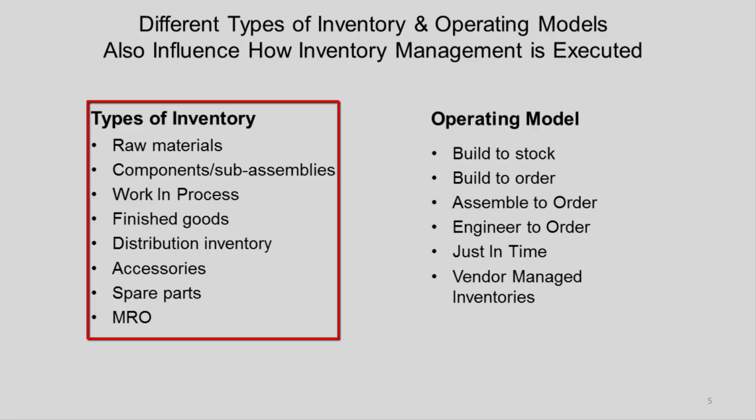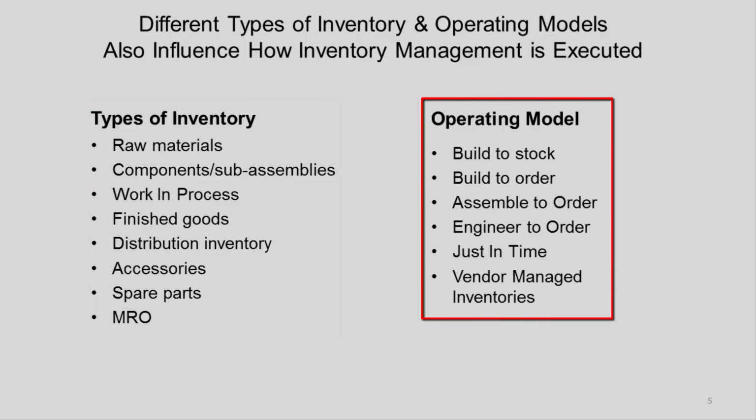Distribution inventory, that's goods that are out in our distribution network. And perhaps, depending on our industry, are we selling accessories? We certainly will more than likely need spare parts. And MRO is maintenance, repair, and operations inventory, things like lubricants for machines and things of this nature. On the right-hand side, to bring that story back to life, when we talk about an operating model, this has a very considerable impact on inventories and how they're managed.